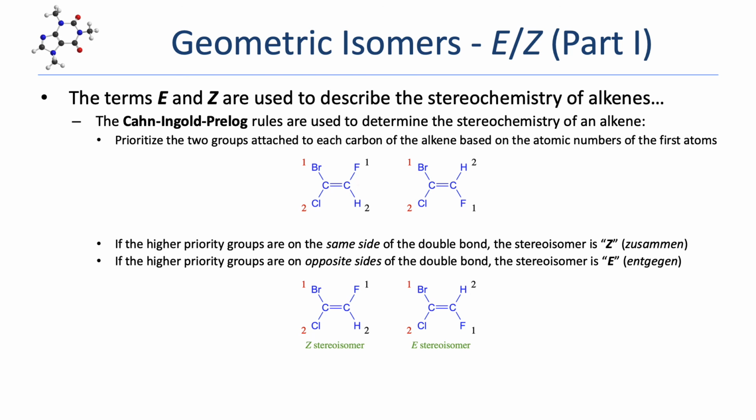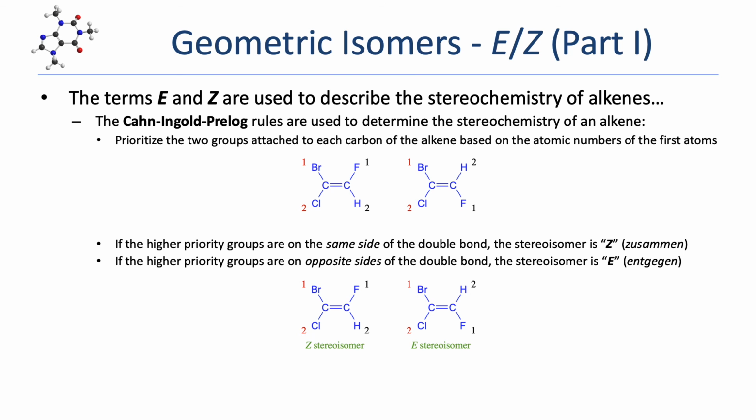Fluorine has the higher atomic number, so it gets the higher priority 1, and the H gets the lower priority 2. In the second structure, we have the same groups, but they're in different positions. On the left carbon, we have the same bromine and chlorine on top and bottom, so the bromine again gets 1 and the chlorine gets 2. But on the right carbon, we can see that the hydrogen and the fluorine have swapped positions. So now the 1 group is actually on the bottom, the fluorine, and the 2 group is on the top, the hydrogen. Once those pairs of prioritizations have been done, you simply look and see where the higher priority groups are relative to one another.